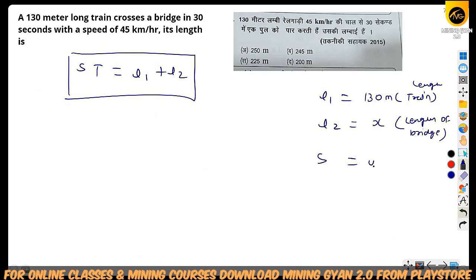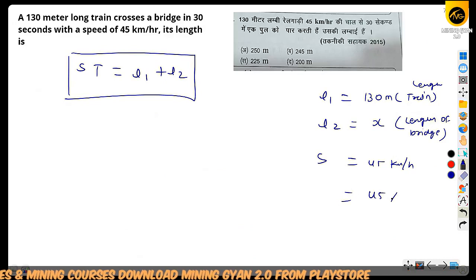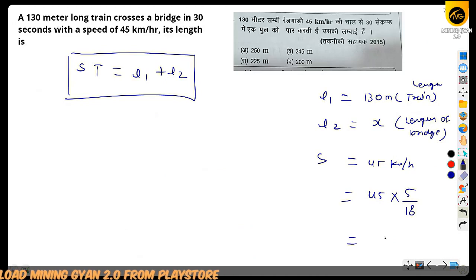S is given, which is 45 kilometer per hour, and the options are available in meter form. So we have to convert it into meter per second. So 45 into meter per second, that means multiply by 5 divided by 18. So it will be 25 divided by 2 meter per second.